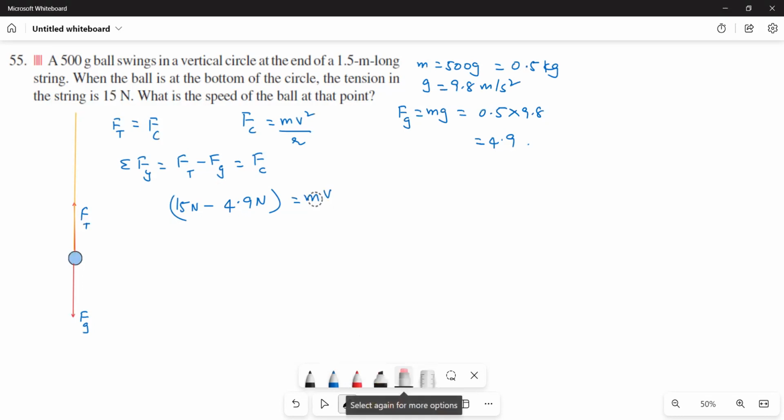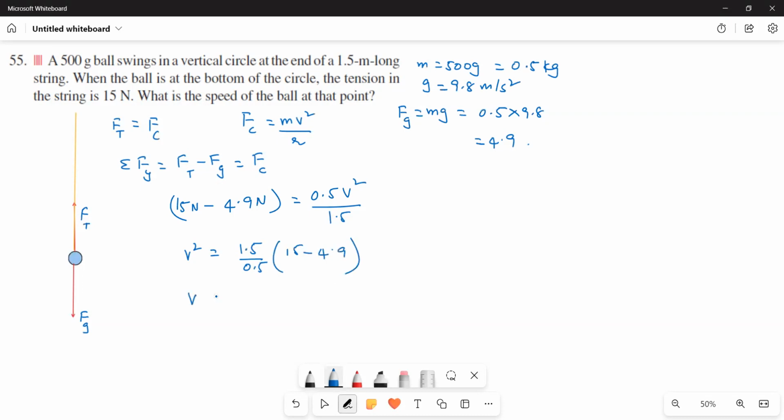I will directly substitute the values. So mass is equal to 0.5 and then r is equal to 1.5 meters. Therefore v square is equal to 1.5 divided by 0.5 into 15 minus 4.9. Okay, v is equal to square root of 30.3 meters square per second square.